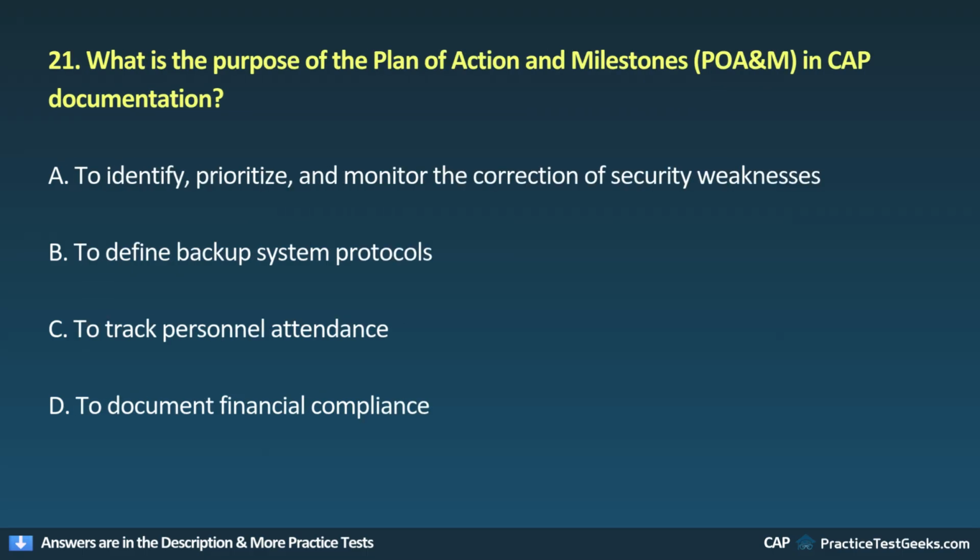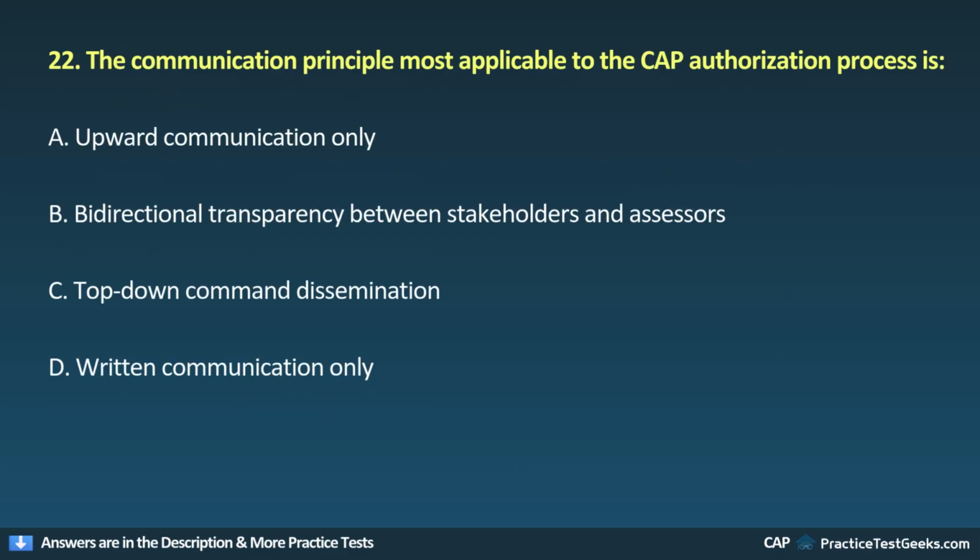21. What is the purpose of the plan of action and milestones, POA&M, in CAP documentation? A. To identify, prioritize, and monitor the correction of security weaknesses. B. To define backup system protocols. C. To track personnel attendance. D. To document financial compliance.